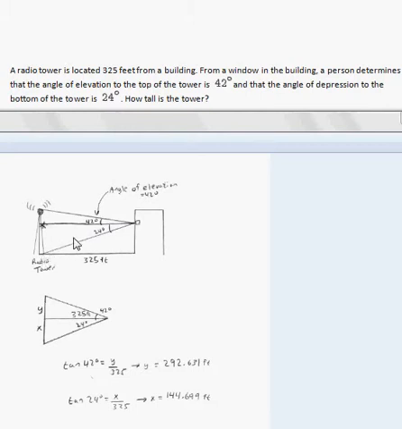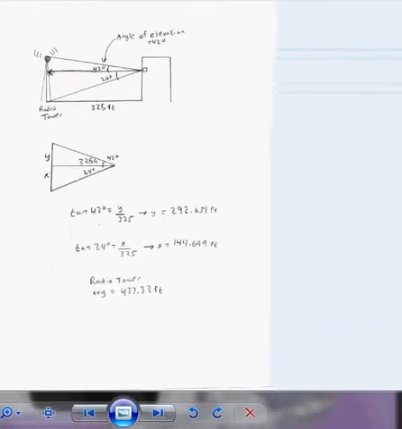So my picture, needless to say, is definitely not to scale. If this is 24 degrees, how in the world is that 42? Nonetheless, we need to find how tall the tower is. So what I did is I took away the pretty picture here of the radio tower and the building, and what I'm going to do is just draw its logical equivalent.